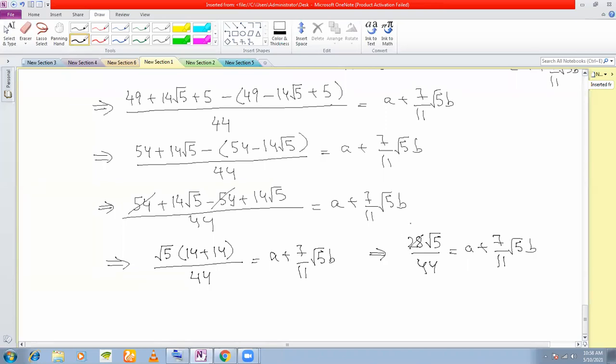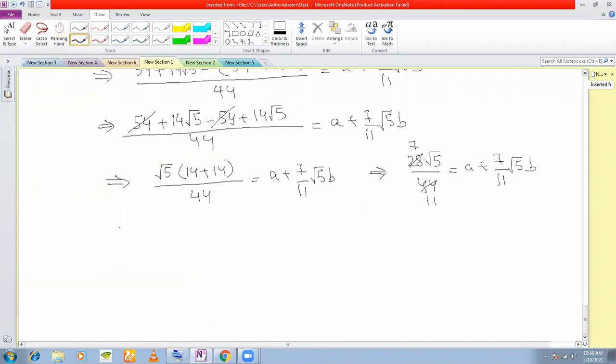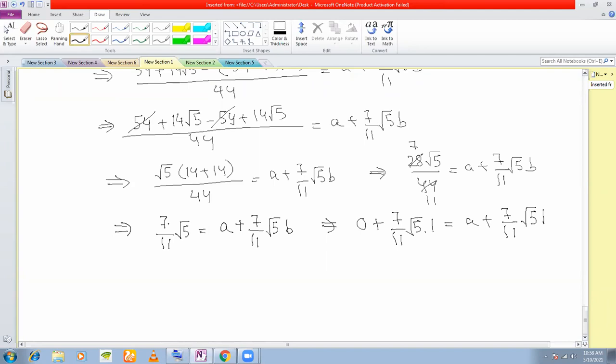Now we can cancel with 4 here. 4 7s are 28, 4 11s are 44. So you get 7 by 11 root 5 simply on the left hand side. On the right hand side you are getting a plus 7 by 11 root 5 b. Just as in your method 1, this can be written as 0 plus 7 by 11 root 5 into 1, a plus 7 by 11 root 5 into b. So equating the rational and the irrational part separately.